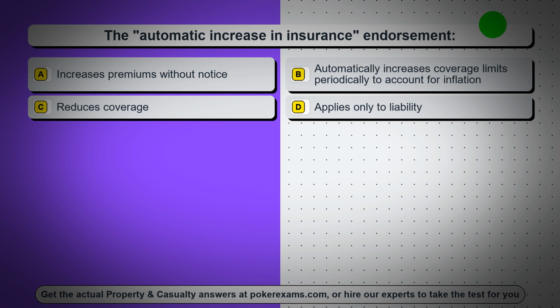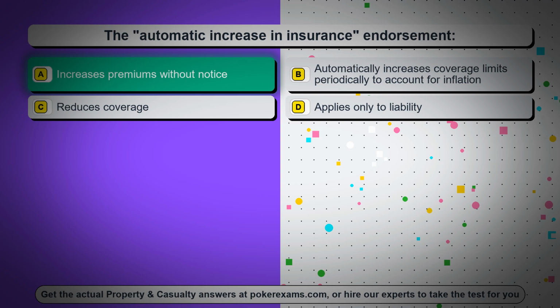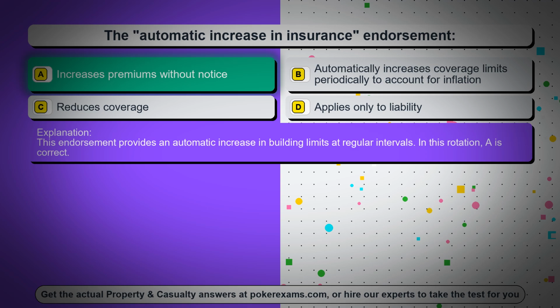Question 54. The automatic increase in insurance endorsement. Option A, increases premiums without notice. Option B, automatically increases coverage limits periodically to account for inflation. Option C, reduces coverage. Option D, applies only to liability. The correct answer is option A, increases premiums without notice. This endorsement provides an automatic increase in building limits at regular intervals. In this rotation, A is correct.